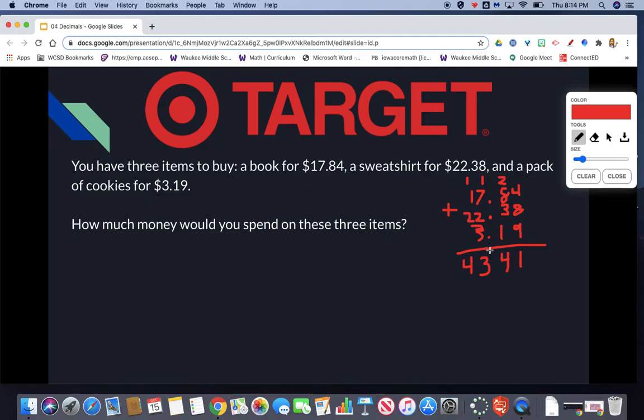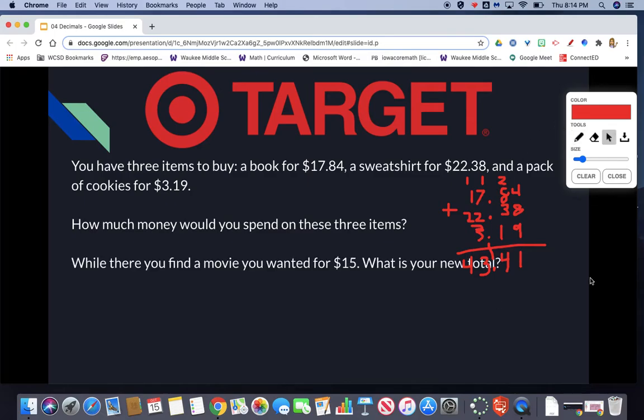Now where's the decimal go? It drops right on down straight into your answer. $43.41 is how much you're going to spend on these 3 items. While you're there, you find a movie you wanted for $15. What's your new total? Well, originally we were spending $43.41. Let's add on this new $15.